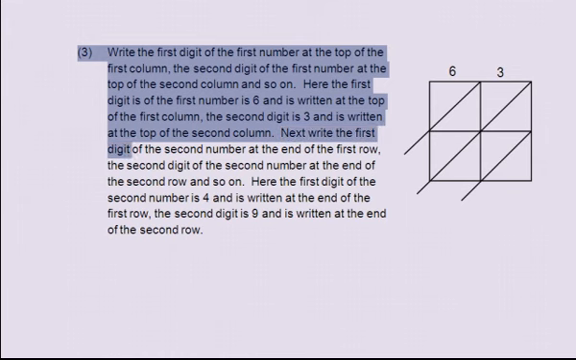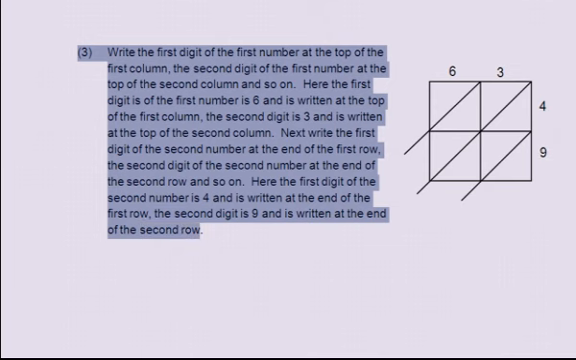Next, write the first digit of the second number at the end of the first row, the second digit of the second number at the end of the second row, and so on. Here, the first digit of the second number is 4 and is written at the end of the first row. Here, the second digit is 9 and is written at the end of the second row.